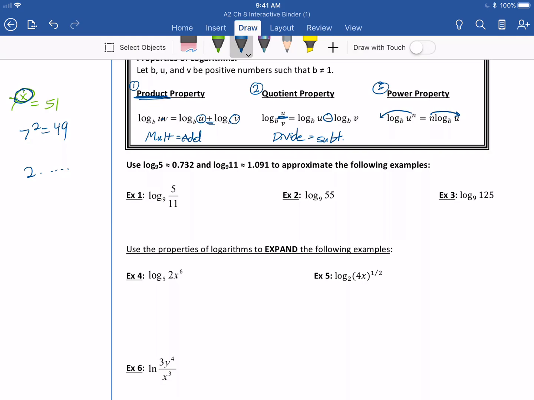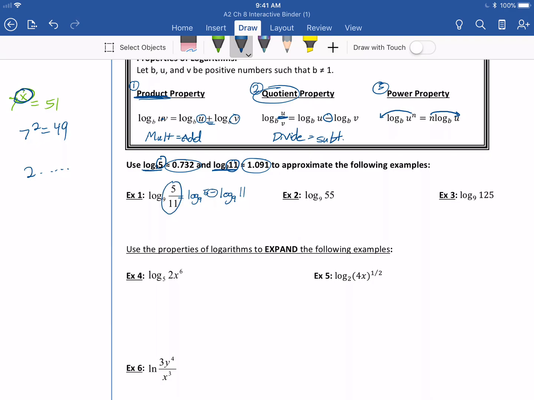Okay, so these first three examples are a little bit different because they actually have these numbers and they give us that log base 9 of 5 is this and log base 9 of 11 is this. So we have to use 5 and 11 to make these guys, right? So here we go. This is log base 9 of 5 divided by 11. So that's going to be the same thing as if I use this quotient property. It's going to be the log base 9 of 5 minus the log base 9 of 11.